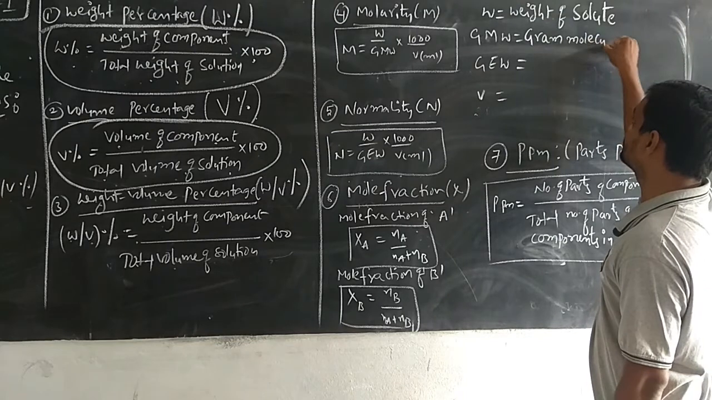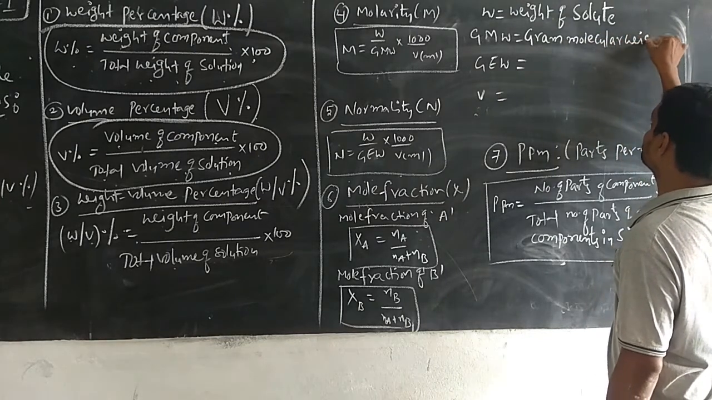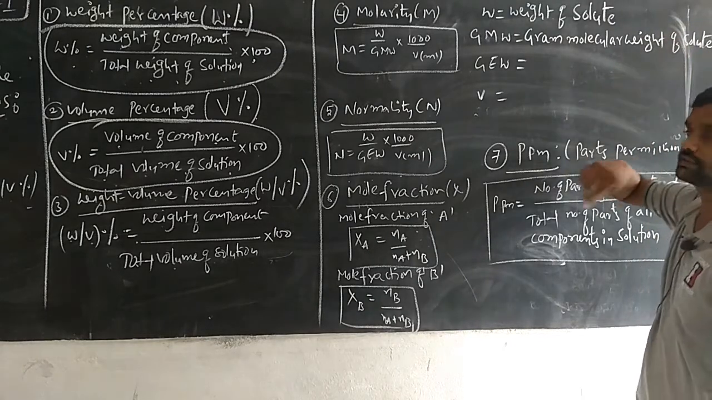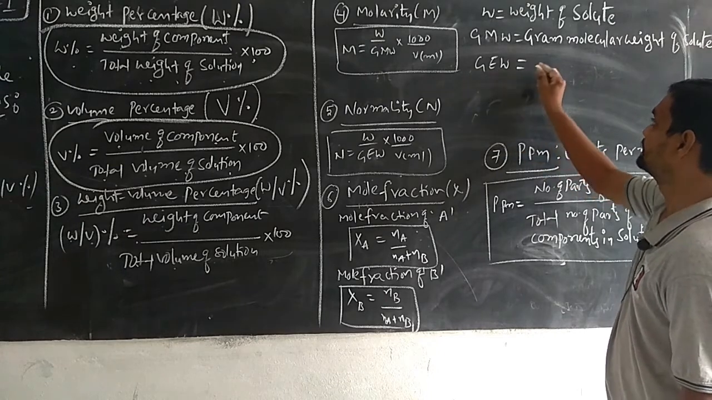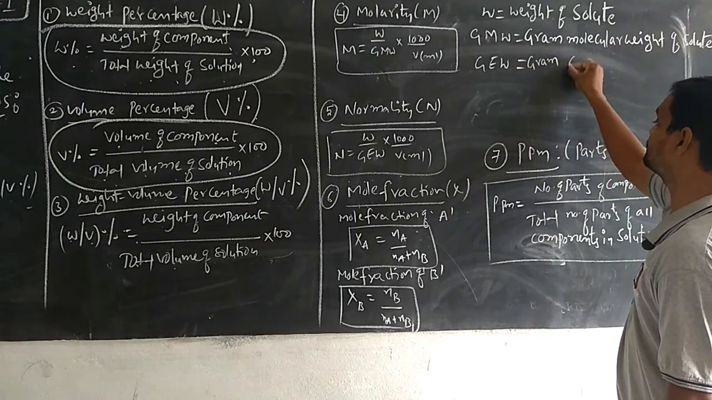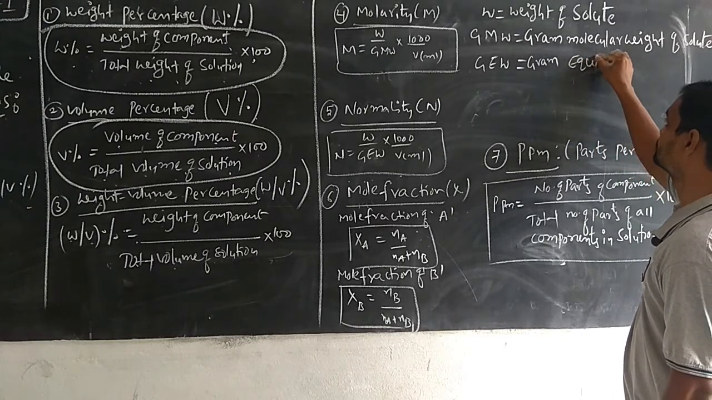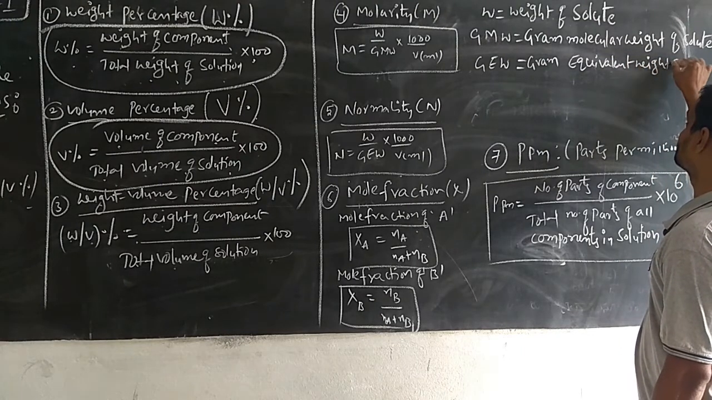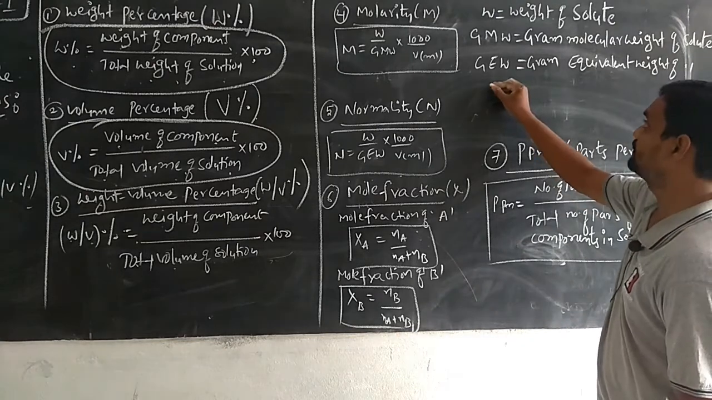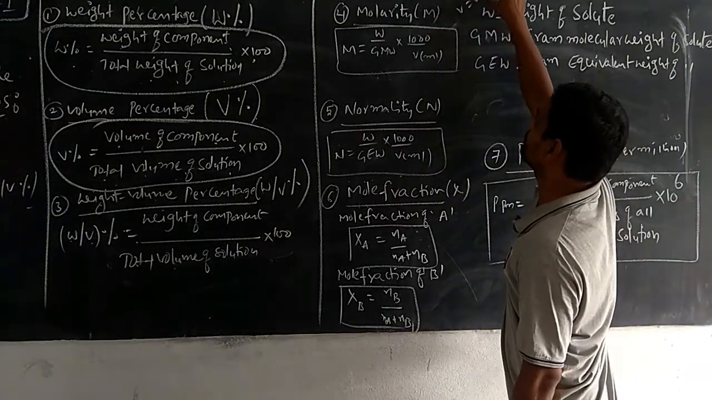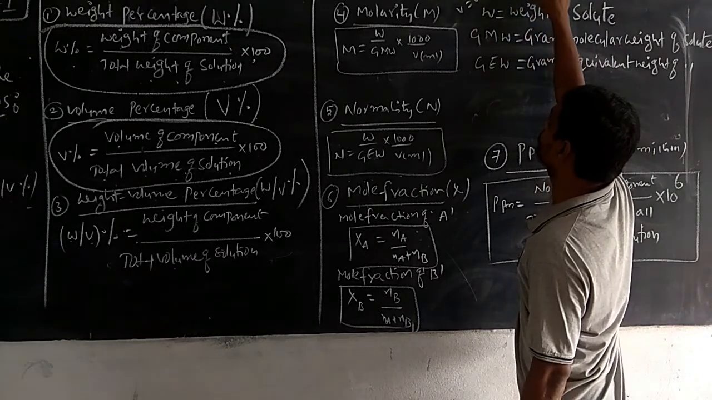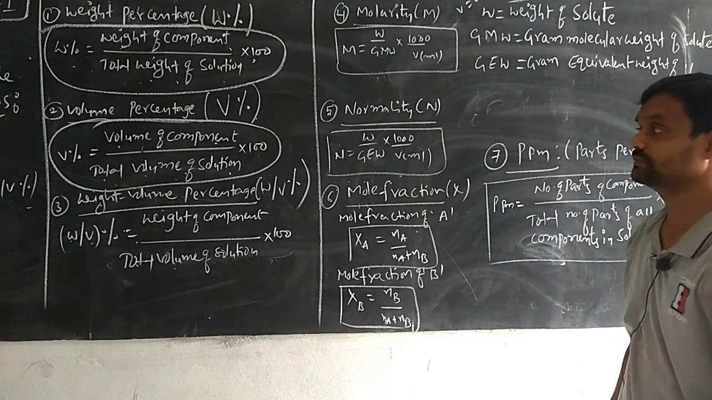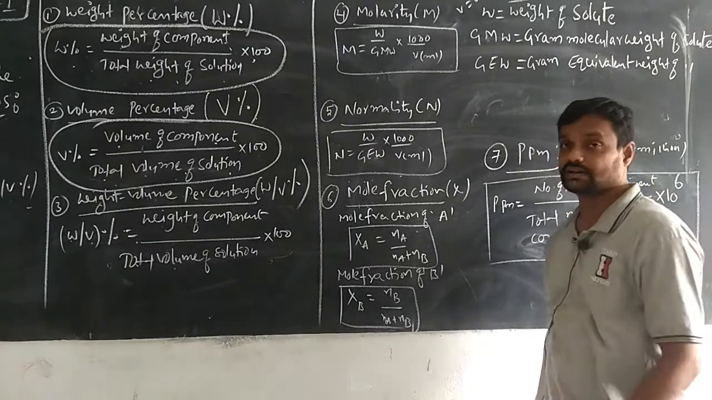Gram molecular weight of the solute. Then GEW, gram equivalent weight of the solute. And V is the volume of the solution, not solute and solvent. V is the volume of the solution. So this is about the molarity and normality.